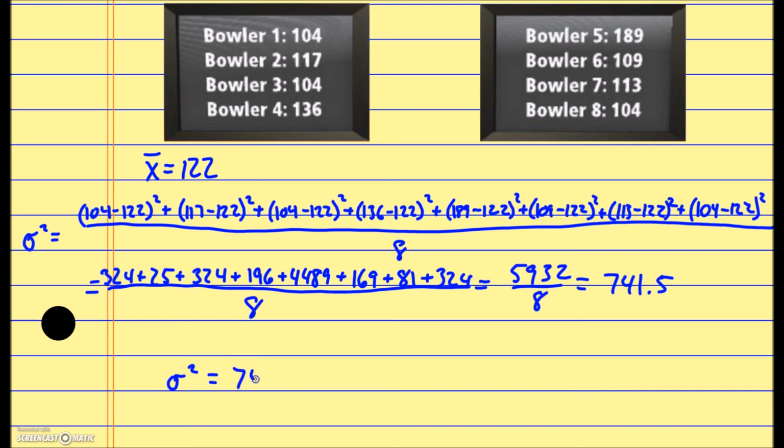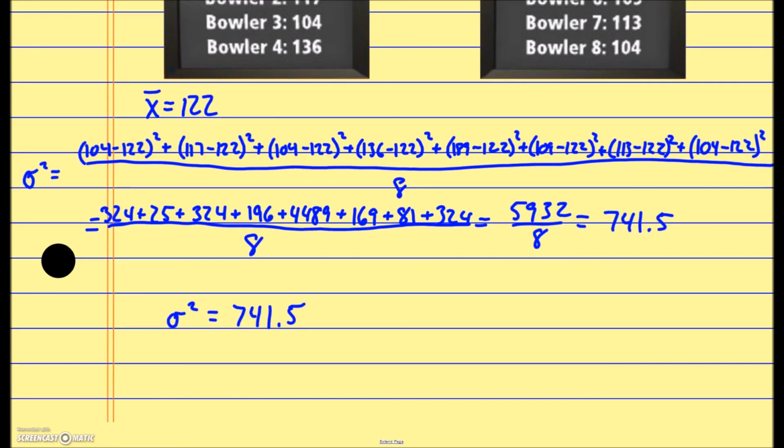The variance is 741.5. And now from here, the standard deviation, I'm obviously not going to plug it all back into that formula. I'm just going to do the same formula and take the square root at the end. So really all I have to do is take the square root of the variance, and that gives me, for sigma, 27.23.